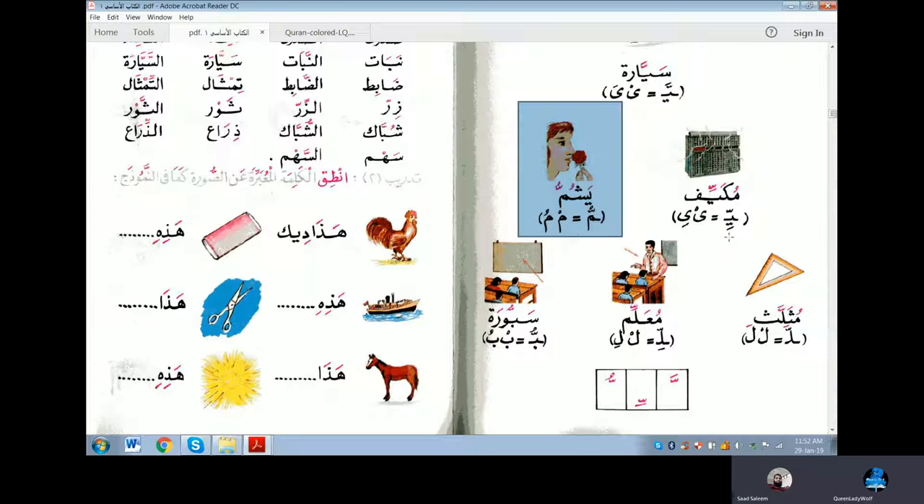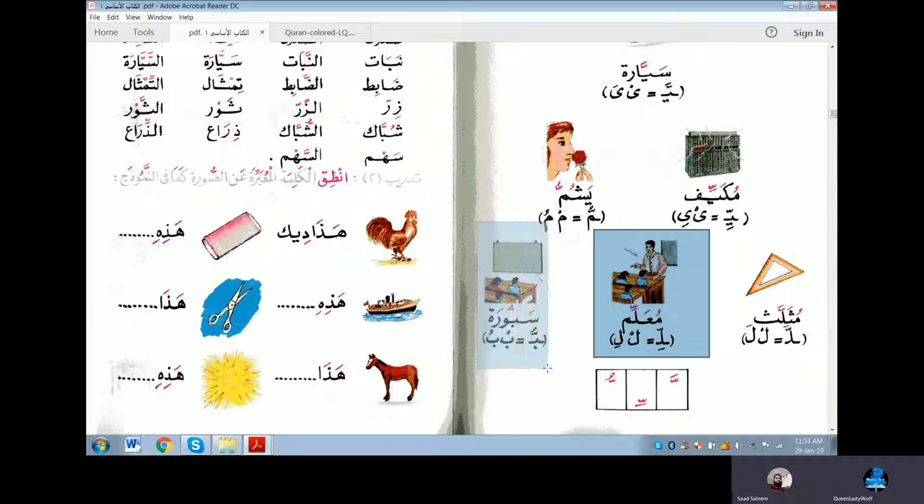Yashumu means to smell. Musallas, triangle. Muallim, teacher.